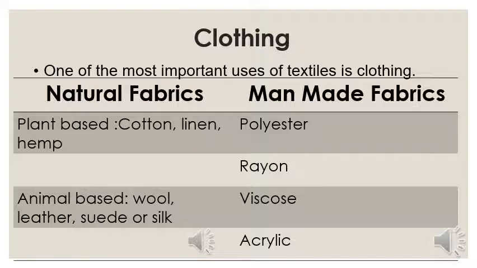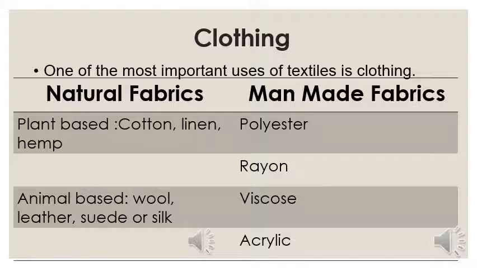We also need to look at man-made fabrics. These are fabrics that are made in factories and in industry, and even though they are man-made, they can still sometimes come from natural sources. Polyester is one a lot of you have probably heard of before. Polyester is made from oil, the same oil that's used to heat your home and to power your car. So it's a byproduct of that.